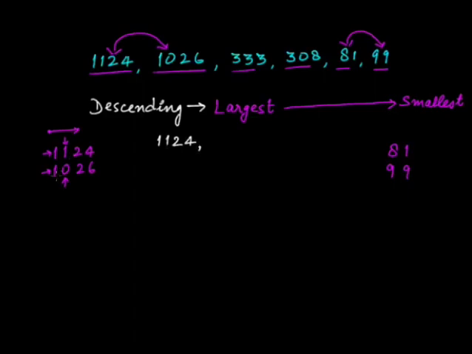Then comes this number 1026. Why? Because this is a 3-digit number, this is a 3-digit number, this is 81, this is 99. Obviously, the largest number would be among these two. And since 1124 is the largest number, then comes a number which is smaller than 1124. Obviously, the next number would be 1026.